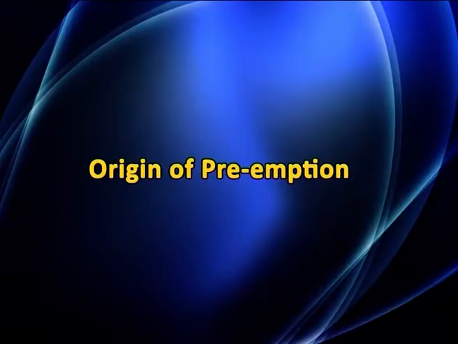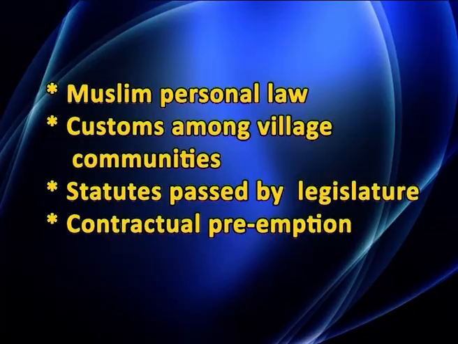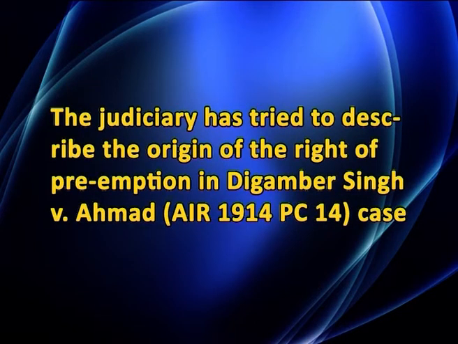What is the origin of this right of pre-emption? Where did it originate? In India, the law of pre-emption prevailed in various parts of the country on the basis of different sources like Muslim personal law, customs among village communities, statutes passed by the legislature from time to time, and contractual pre-emption, etc. The judiciary has tried to describe the origin of the right of pre-emption in Digambar Singh versus Ahmad, AIR 1914, PC, that's Privy Council 1914 case.